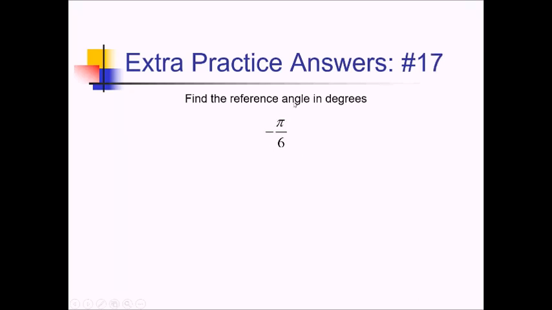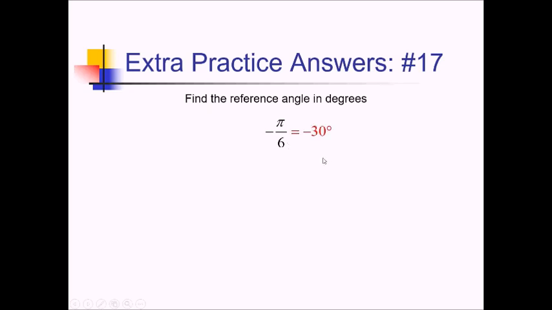To get the reference angle for this one in degrees, let's first turn it into something in degrees. I'll need to anyway, right? So let me multiply by 180 over pi. 180 divided by 6 gives me 30. So this is just negative 30 degrees then.